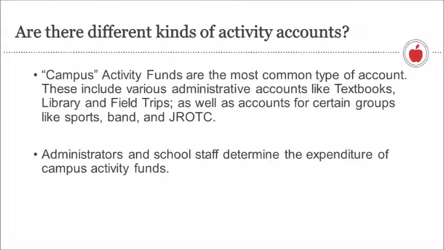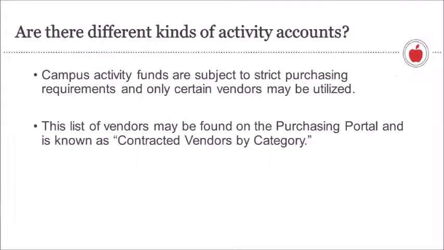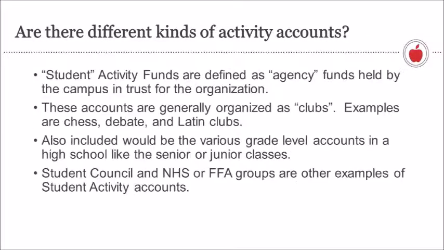Campus activity funds are the most common type of account. These include various administrative accounts like textbooks, library, and field trips, as well as accounts for certain groups like sports, band, and JROTC. Administrators and school staff determine the expenditure of campus activity funds. Campus activity funds are subject to strict purchasing requirements and only certain vendors may be utilized. This list of vendors may be found on the purchasing portal and is known as contracted vendors by category.